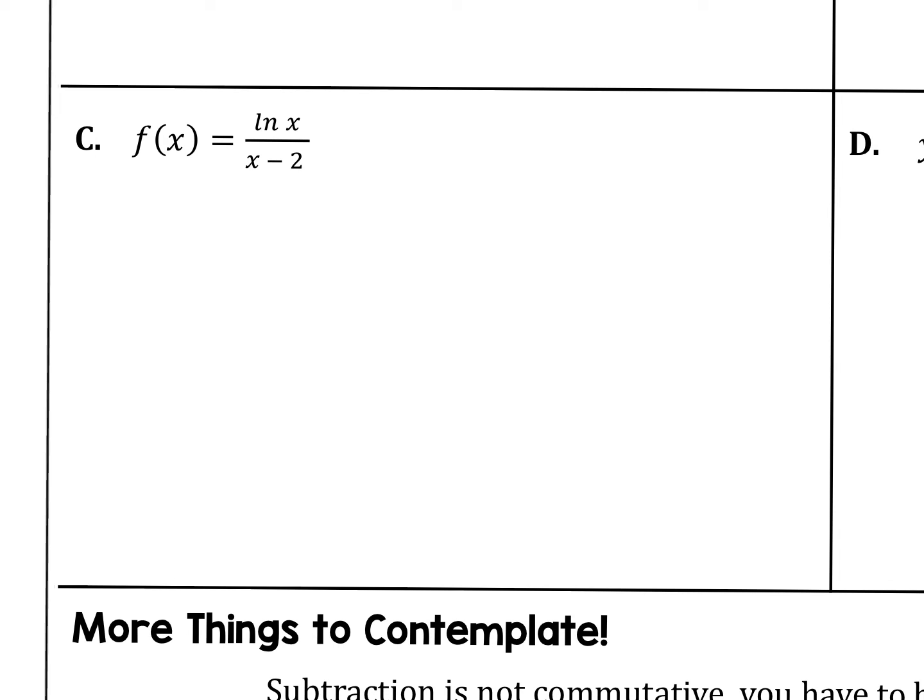All right, so let's do this one. So the denominator times the derivative of the top, 1 over x, minus the top times the derivative of the bottom, which is just 1. And then it's all over x minus 2 squared.